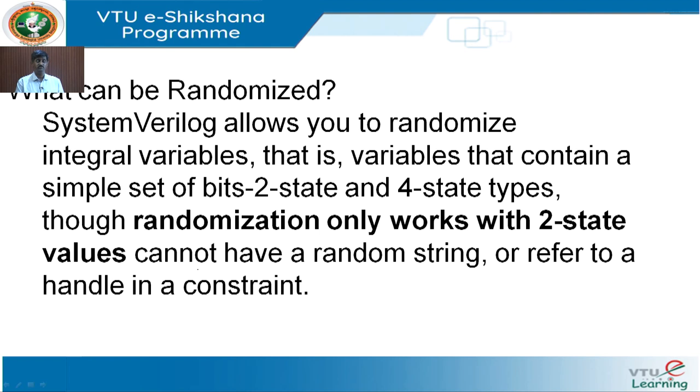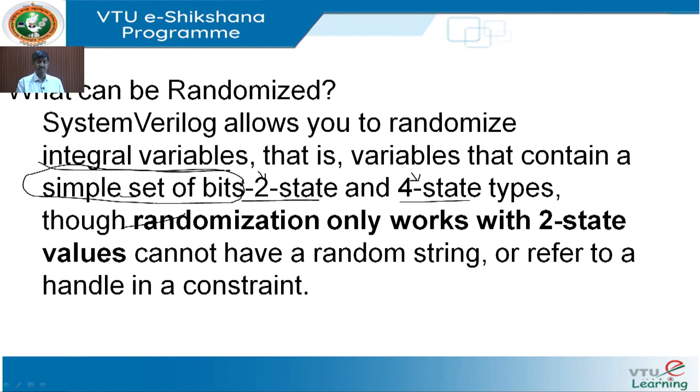SystemVerilog normally does all the randomization on the integer variables, where all the randomization occurs. Maybe it's a bit, or maybe a byte. Whatever data types you define through the rand variable, it will be taken accordingly. The variables may be two-state or more than that, the four-state types also. Generally we define them as bits or simple sets of bits, which are either two-state or four-state variable types.